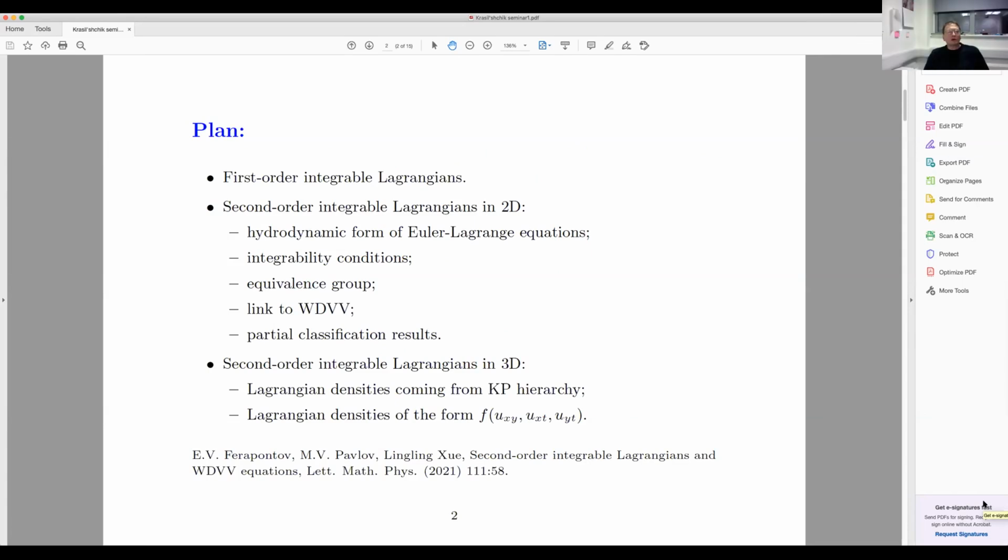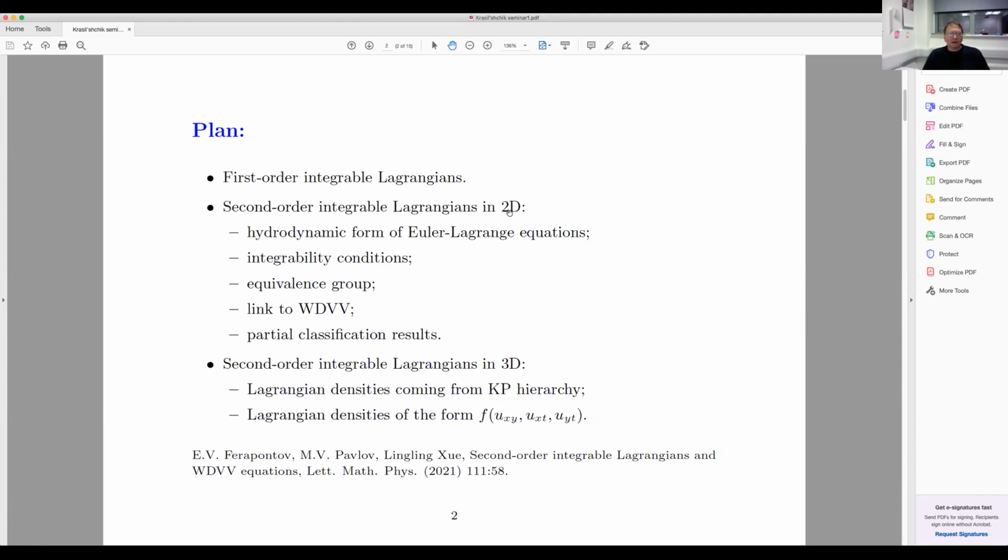Yeah. So I will start with first-order integrable Lagrangians, just to compare first-order and second-order Lagrangians. And the main topic are second-order integrable Lagrangians in 2 dimensions and in 3 dimensions. I will derive integrability conditions in 2 dimensions. By the way, in 2 dimensions, first-order Lagrangians are trivial. In a sense, they're always integrable. But it's not the case for second-order Lagrangians. The integrability conditions are already non-trivial in 2 dimensions.